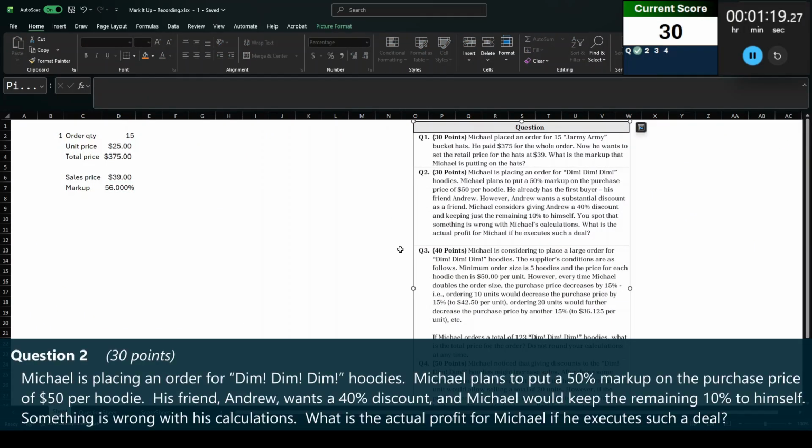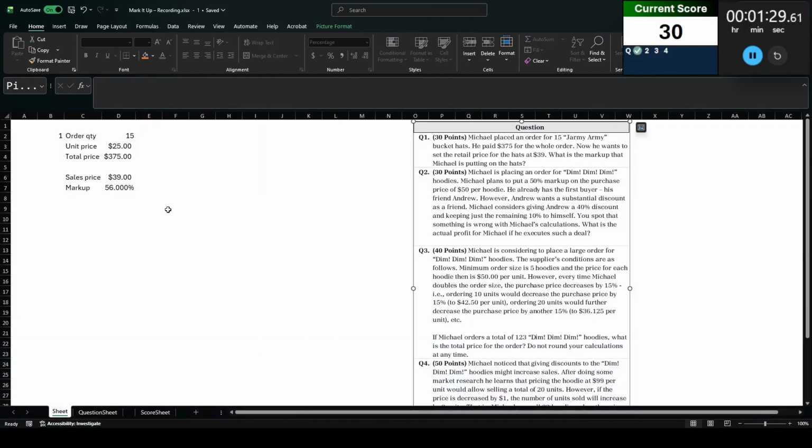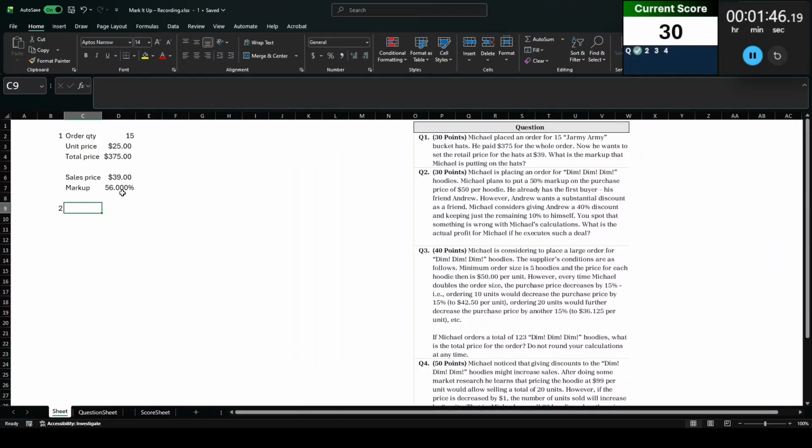Question 2. Michael is placing an order for dim hoodies. Michael plans to put a 50% markup on the purchase price of $50 per hoodie. He already has the first buyer, his friend Andrew. However, Andrew wants a substantial discount as a friend. Michael considers giving Andrew a 40% discount and keeping the remaining 10% to himself. You spot that something is wrong with Michael's calculations. What is the actual profit for Michael if he executes such a deal? Alright, so let's once again put down all the information.